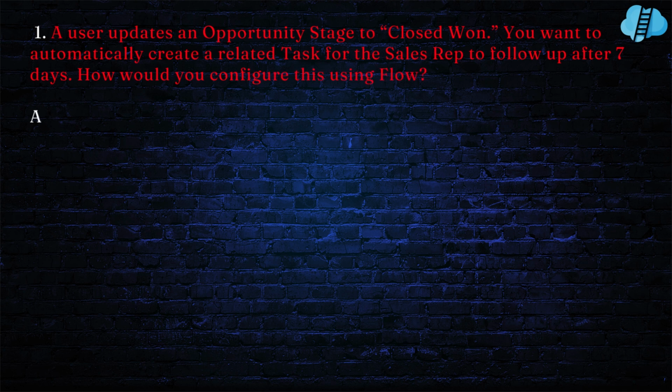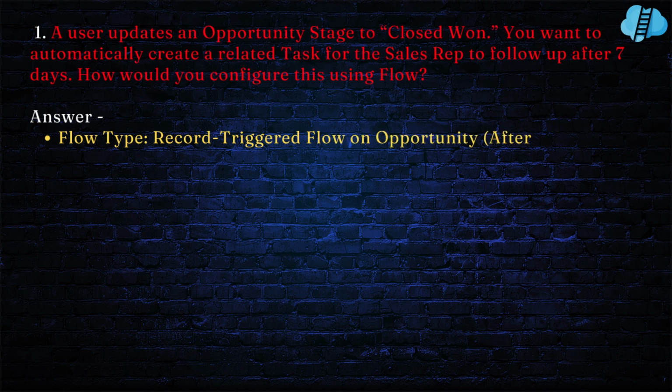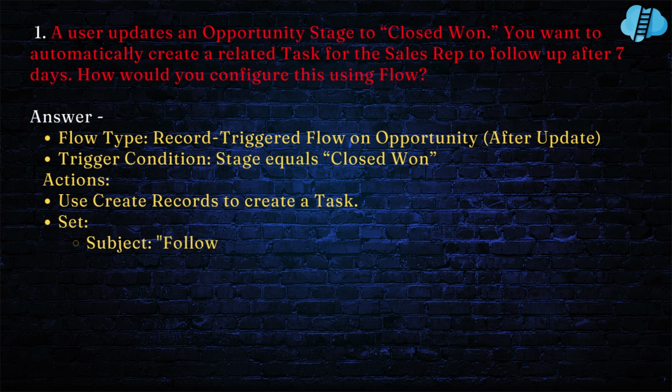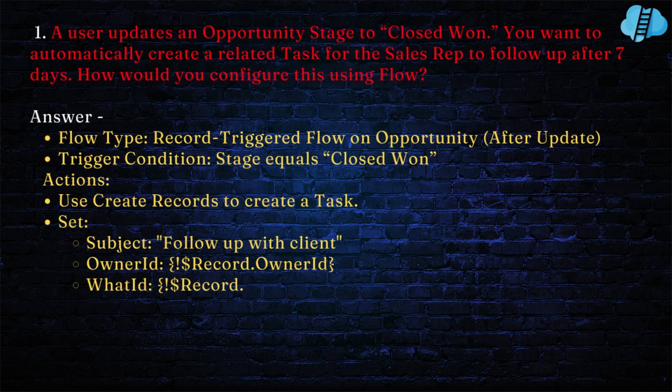Answer: Flow type, record-triggered flow on Opportunity, after update, trigger condition: Stage equals Closed Won. Actions: use Create Records to create a Task. Set Subject: Follow up with client. OwnerId: $Record.OwnerId. ActivityDate (due date): today + 7.